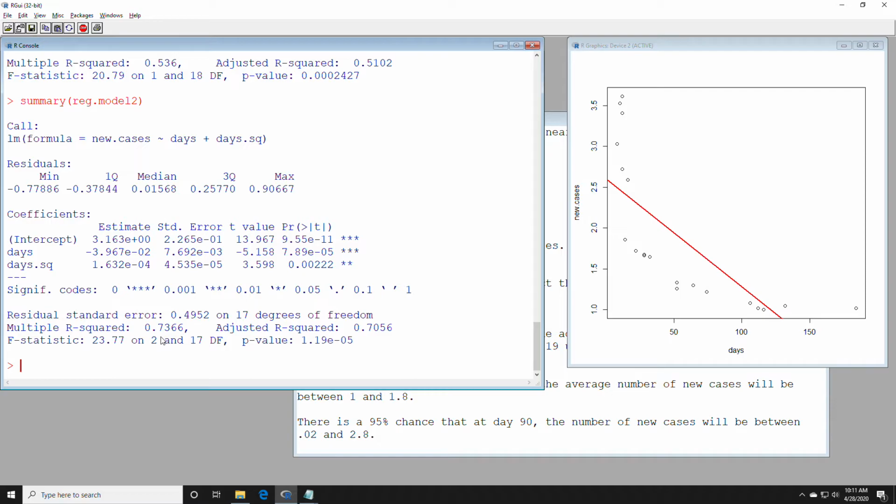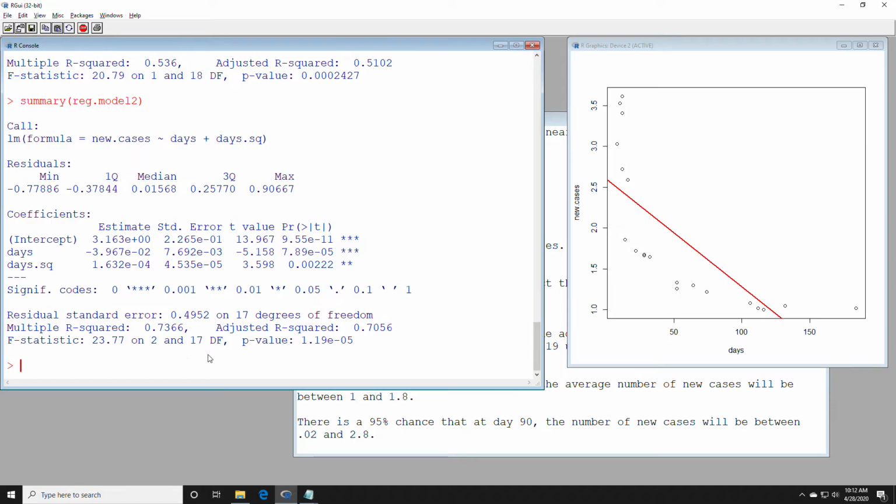So obviously, again, the higher that is, the better. It doesn't guarantee that the model's good, but the higher the better. So we can clearly see more evidence that this squared component is needed, because now we're starting to get into the better range of how good the model is. We're accounting for 74% of the variability in the number of new cases simply based on days and its squared component, but really it's only one variable, days.